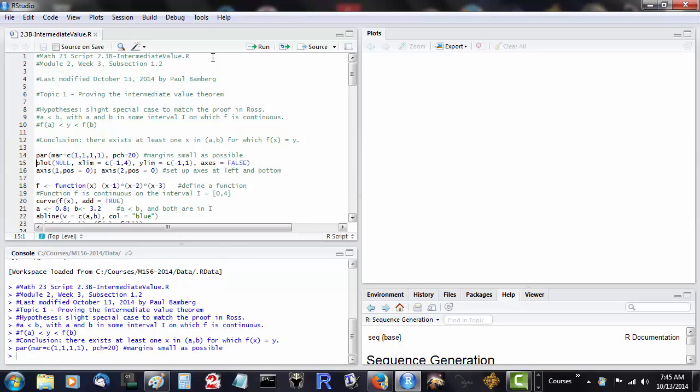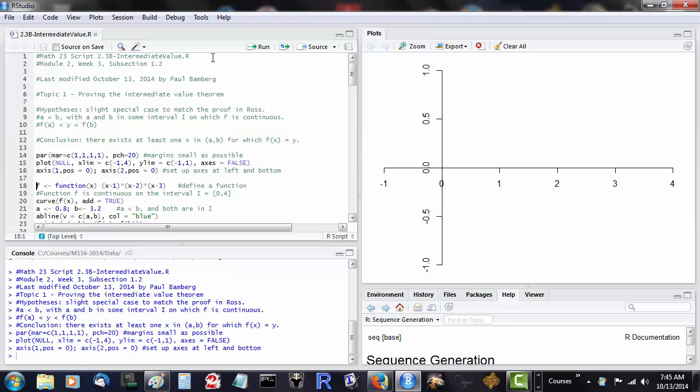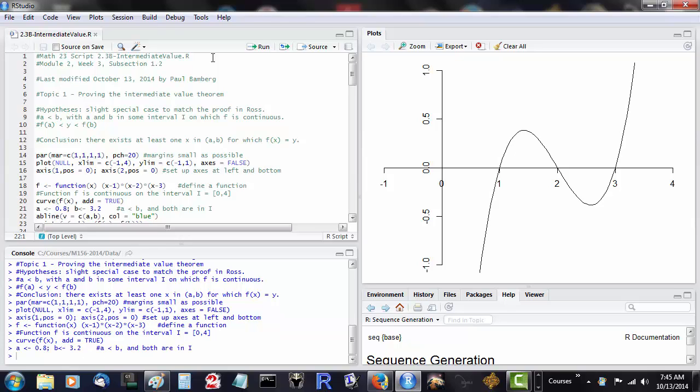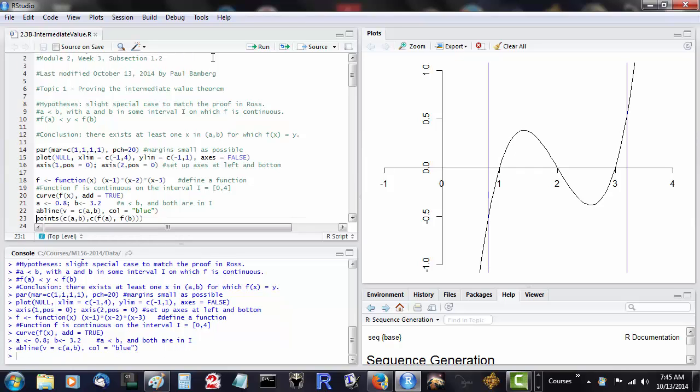Let's set up our margins to maximize space, set up a couple of axes, and define a rather interesting function that wiggles. There it is. Being a polynomial, it's continuous, and in particular it's continuous on the interval from 0 to 4. I've chosen two values, a and b, that lie in that interval, and marked them off with vertical blue lines.